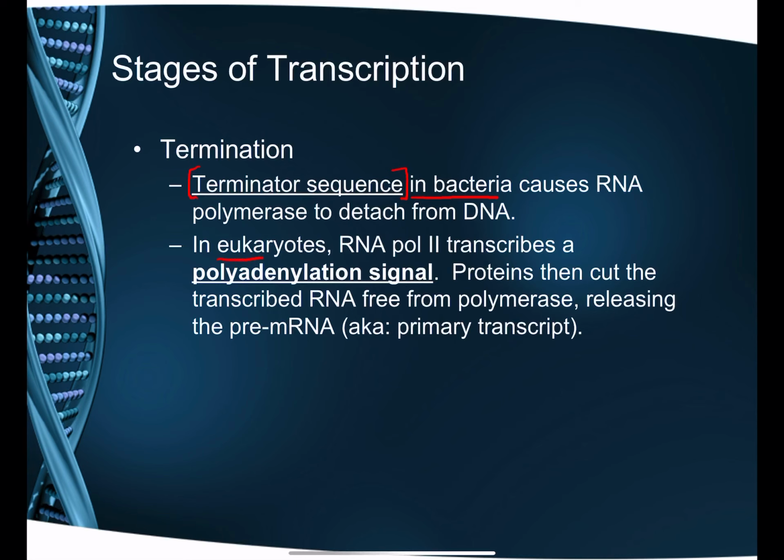But in eukaryotes, we don't have a terminator sequence. What happens is when the RNA polymerase gets to a stop codon, it transcribes something that's referred to as a polyadenylation signal. That's basically a series of A's and U's, and then some enzyme-based proteins cut the RNA free from the polymerase and release that primary transcript, that pre-mRNA, that then is going to undergo the processing before it becomes the actual mRNA that leaves the nucleus. Okay?